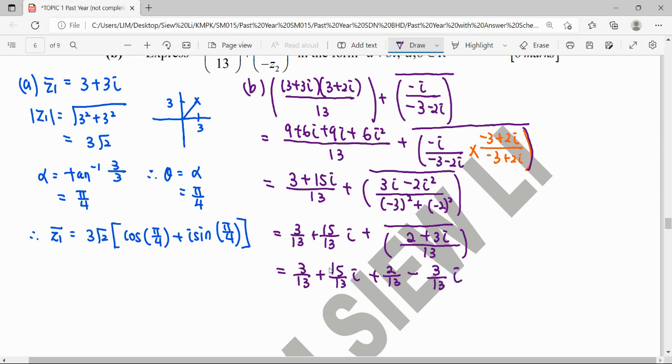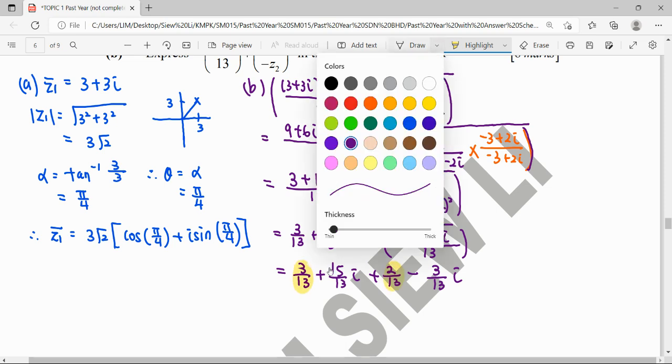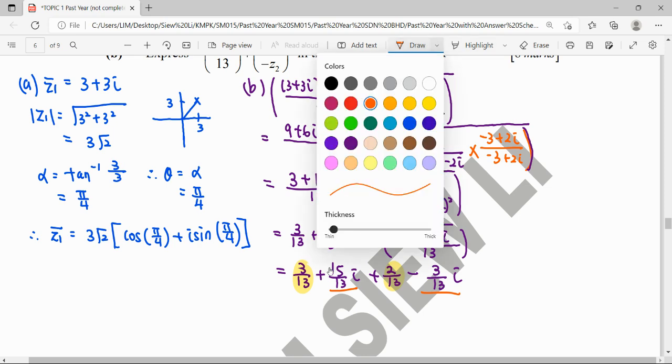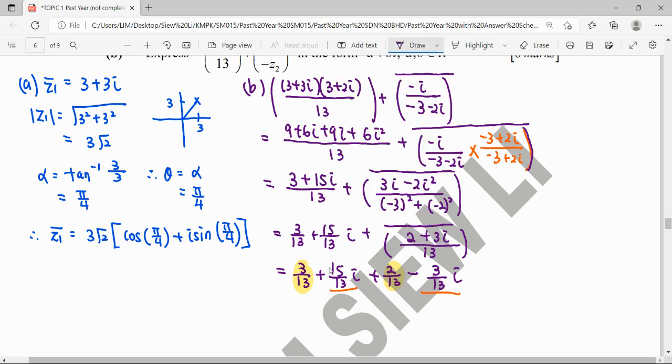So you will operate real part with real part, then imaginary part with imaginary part here. This will give us 5 over 13, then plus 12 over 13i, as 15 minus 3 will get 12.